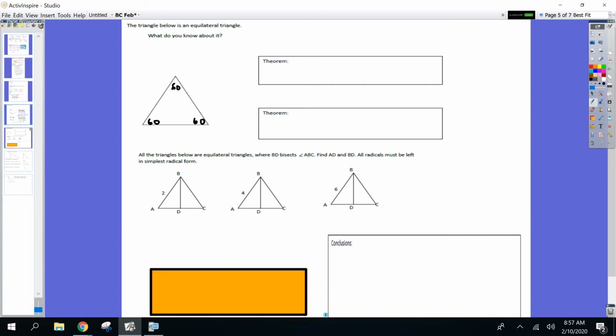Okay, first theorem that you're going to need to solve these triangles down below. If a triangle is equilateral, what that means is the angle bisector is also an altitude.